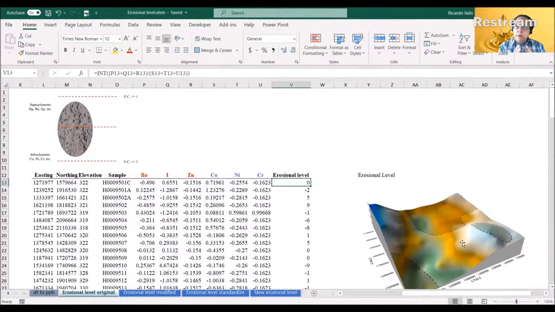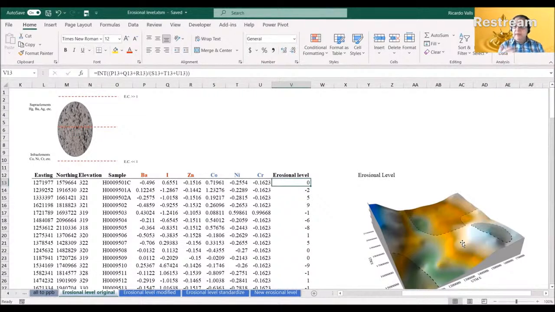It works more or less with soil sampling. I always use it because it gives me an extra level of information. I say it's not written in stone, but it's good to know. And I almost never use it for stream sediments.